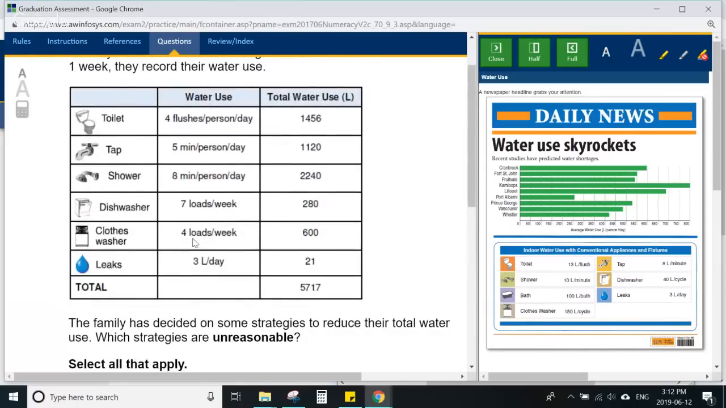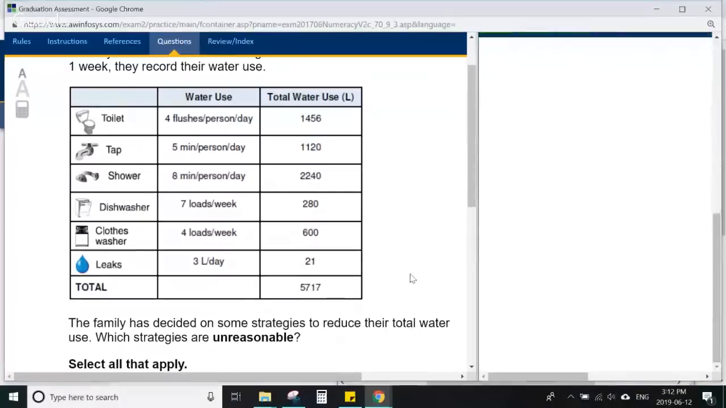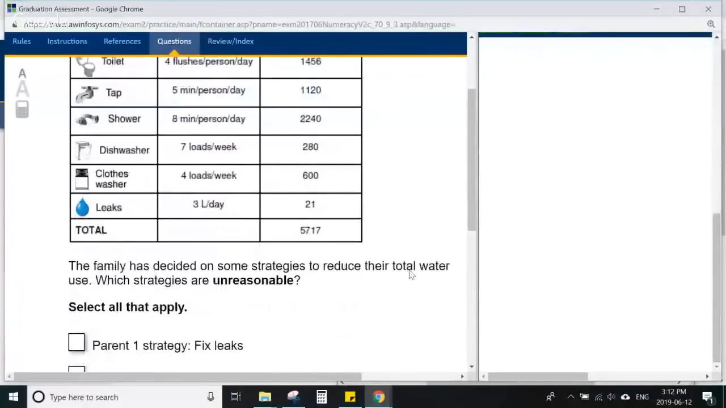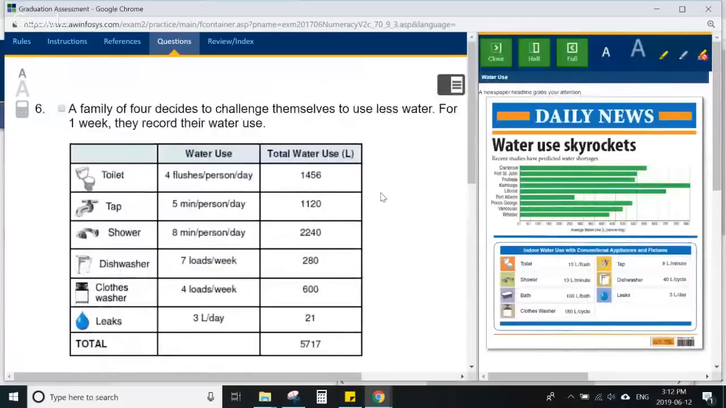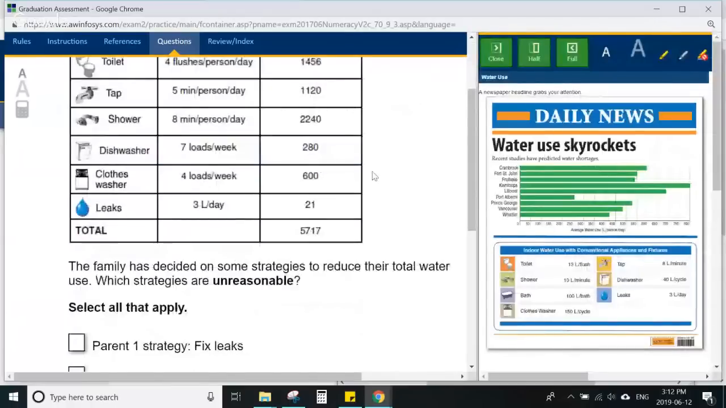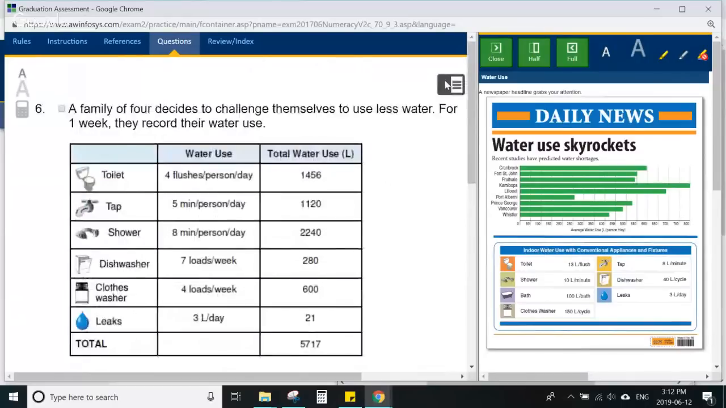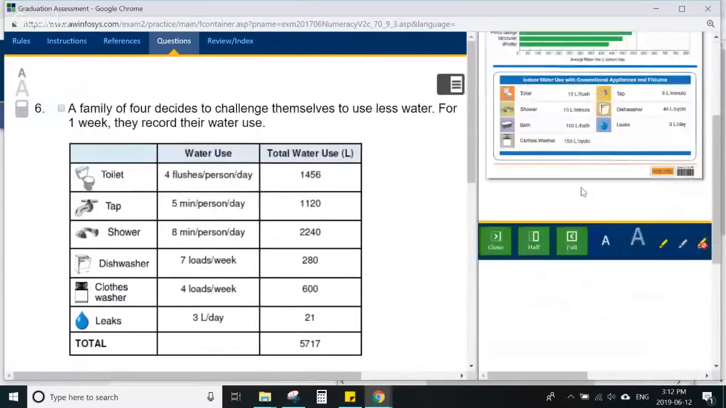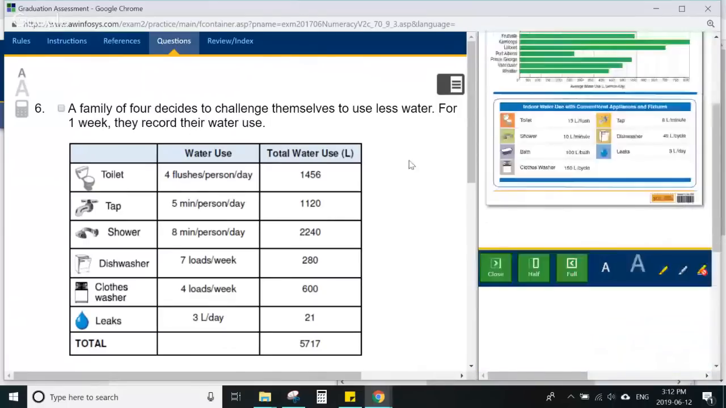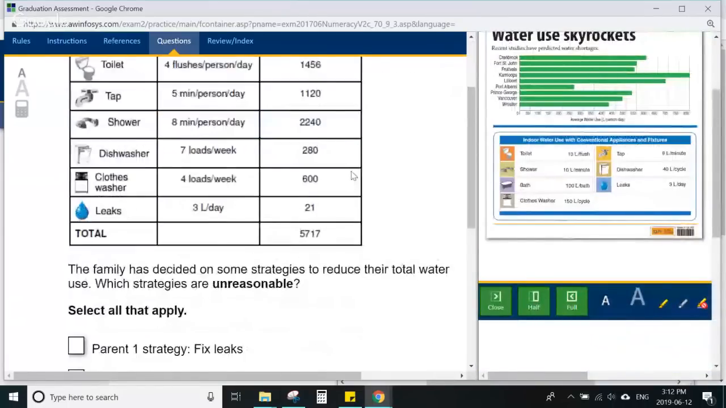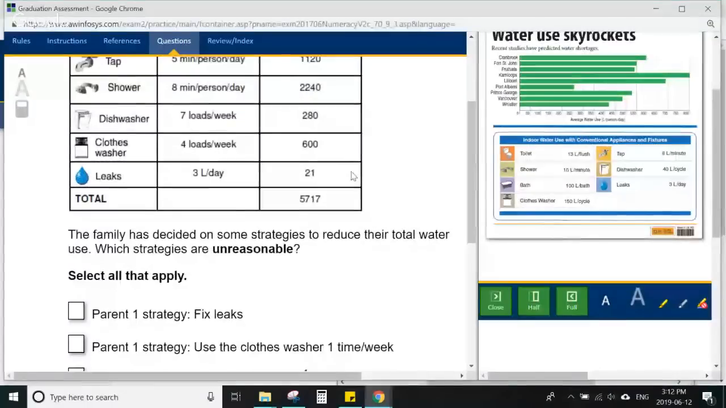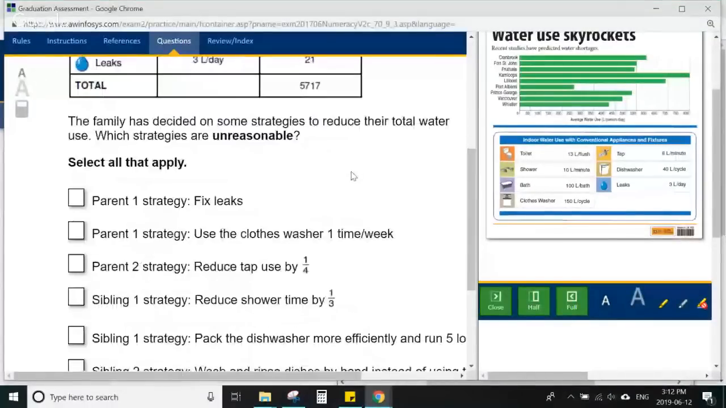Let's see, clothes washer. I feel like I'm missing some information here. I thought there was an individual breakdown. I know there was on one of the other questions. And I actually read the question wrong. Which strategies are unreasonable, not reasonable? So fixing leaks seems reasonable.